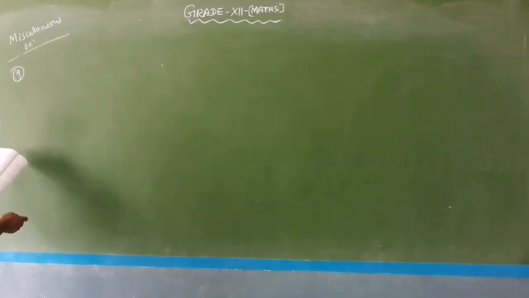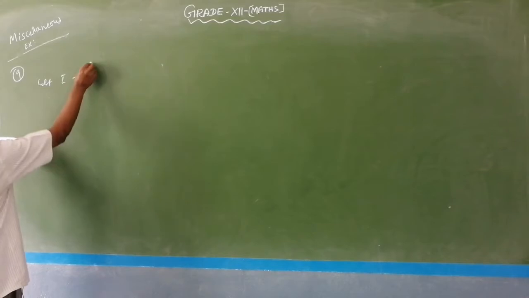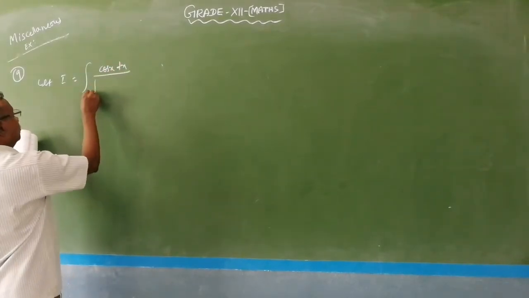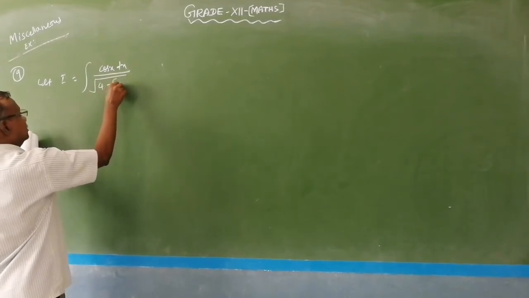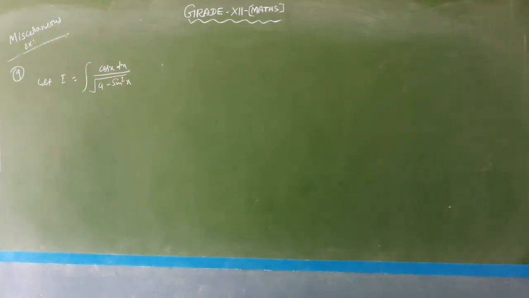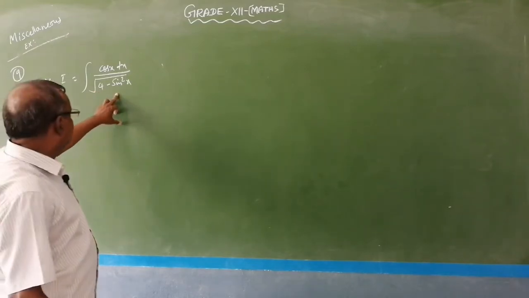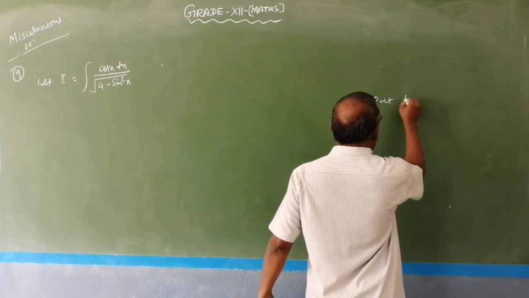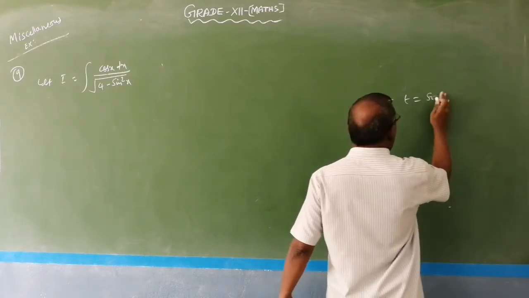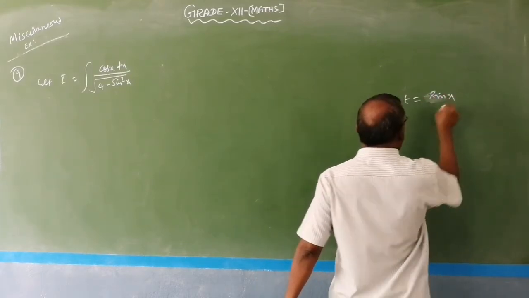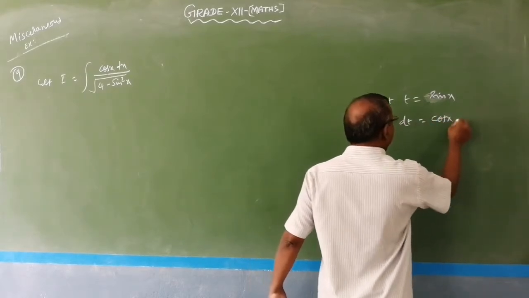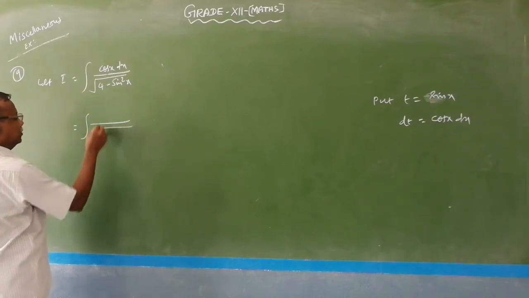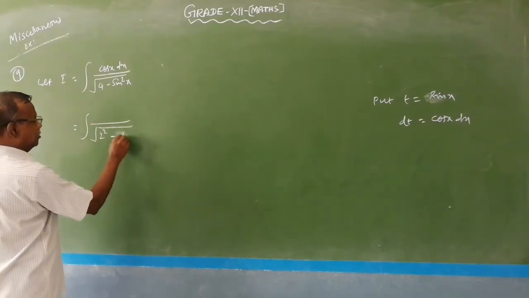Next, question number 9. Let I equal to integral cos x into dx divided by root of 4 minus sin square x. We have a function sin x, and the numerator cos x dx is its derivative. So, put t equal to sin x. So, dt equal to cos x into dx. So, I can be written as integral 1 by root of 4, which means 2 square minus t square, and the numerator is dt.